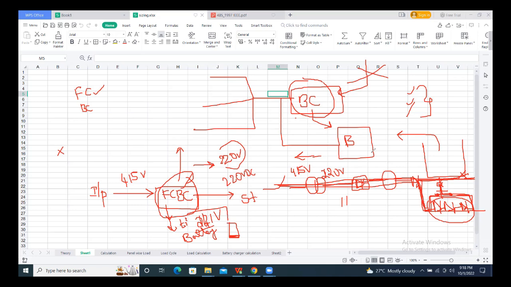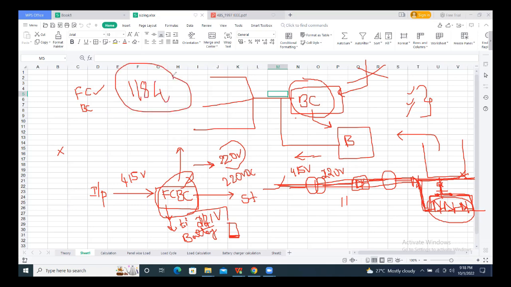Suppose we got data from the manufacturer we are purchasing from. These are the batteries available to us, like Amaron or Exide batteries, whatever it may be. You have to look into some characteristics of that cell. If you want to select the cell, you have to comply with the standard IEEE 1184, which tells the cell characteristics and cell selection.